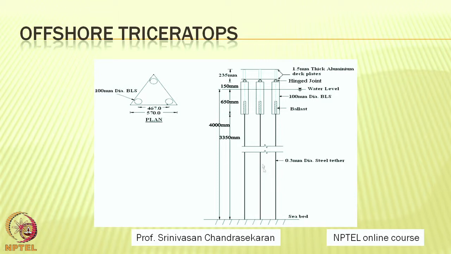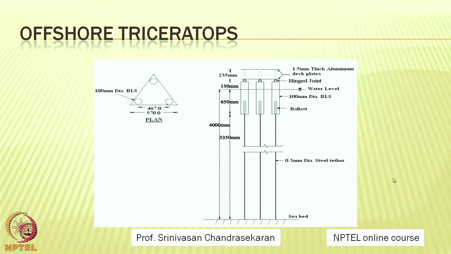So, essentially a triceratop consists of 3 legs which are called buoyant legs. These are the 3 legs of specific diameter which are called buoyant legs. These 3 legs are not interconnected to each other, they stay independently. However, they are connected to the top deck using what we call a hinged joint. So, the deck rests on the hinged joint and the hinged joint actually connects the bottom system to the top, that is, the buoyant leg structure to the deck.